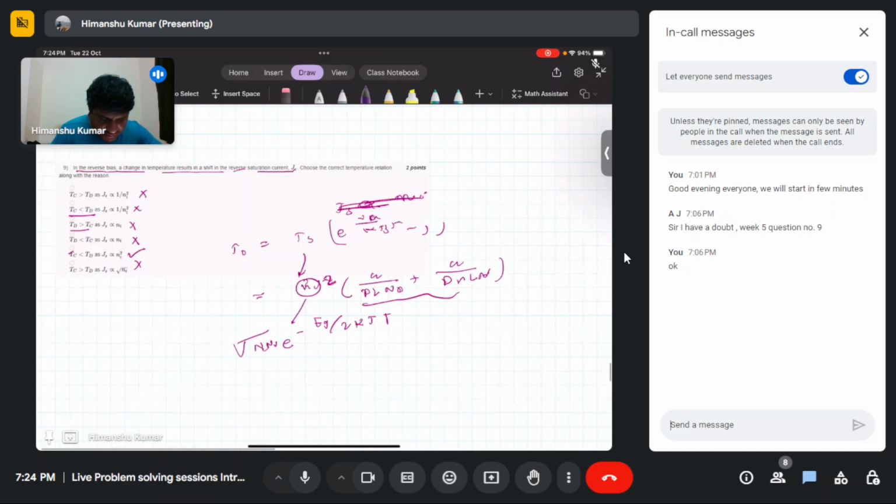This is in reverse bias. A change in temperature results in a shift in the reverse saturation current. Choose the correct relation. Okay, what is your doubt in this? You think the answer will be square root of n_i?